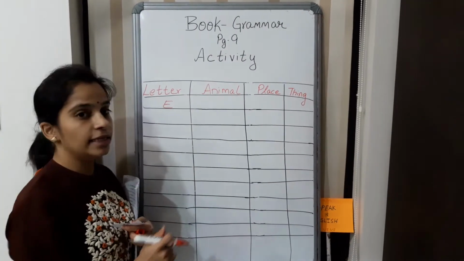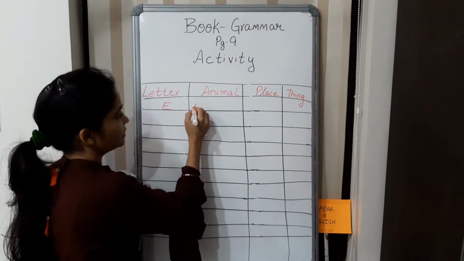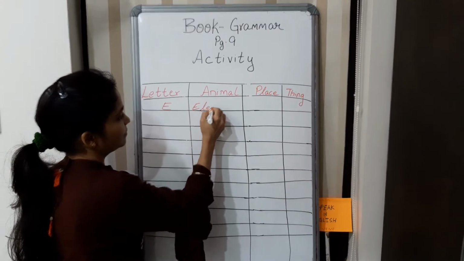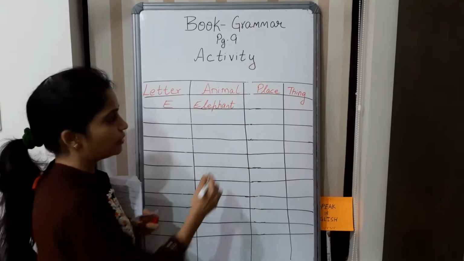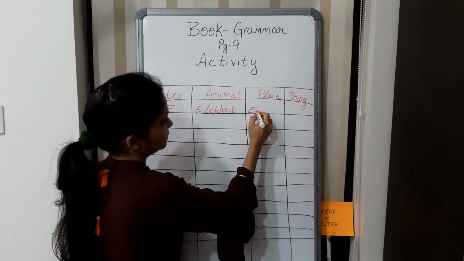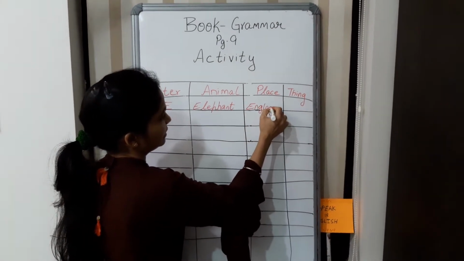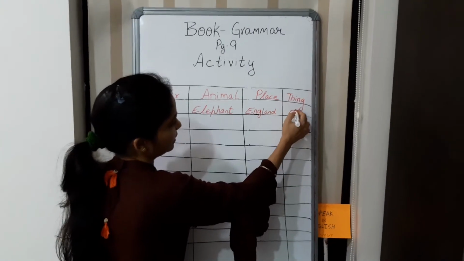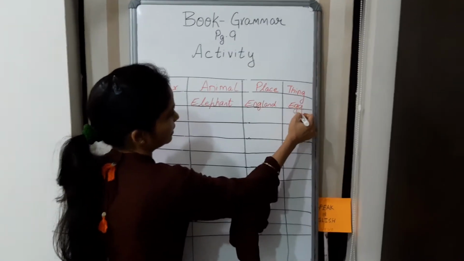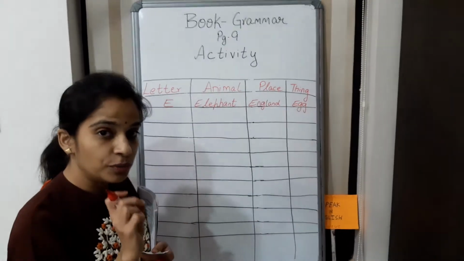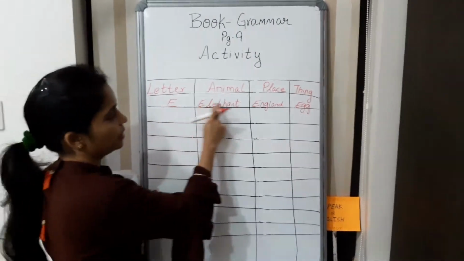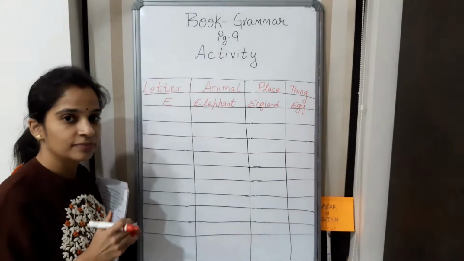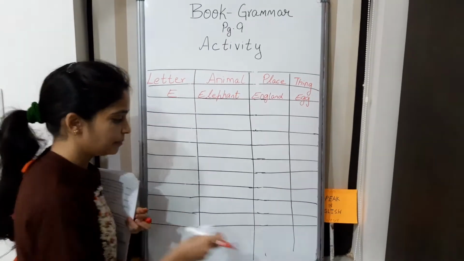From E, the animal is elephant. Place, E, England. And thing, I can write egg. Make sure you again see this video, continue the video once you have filled this line with E. Okay. Now let's see the next.